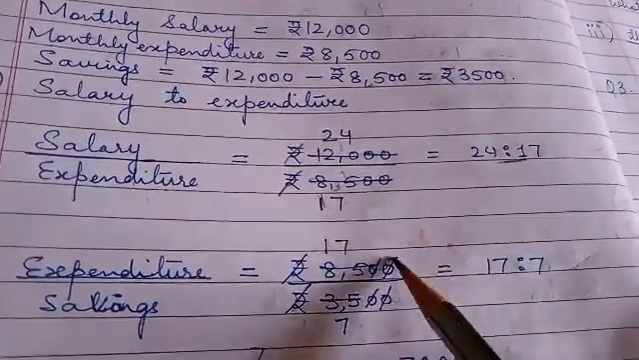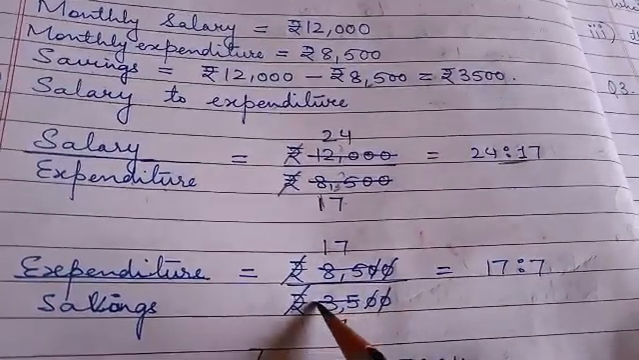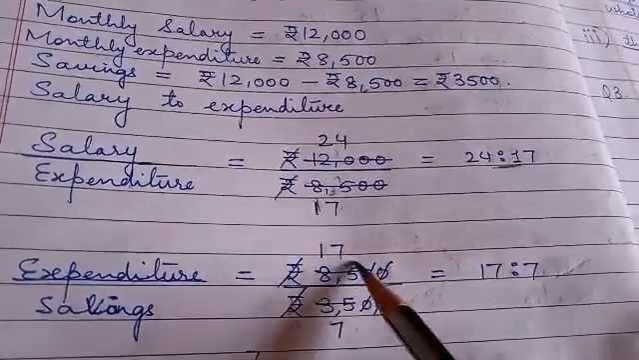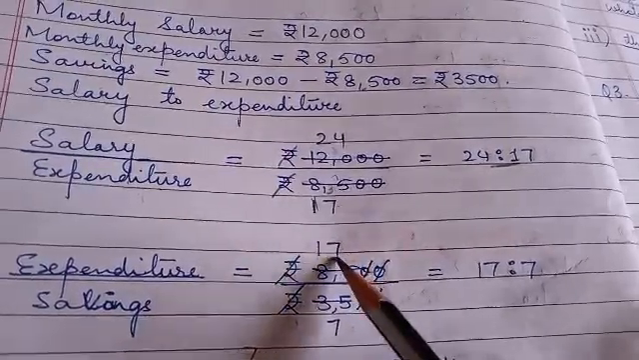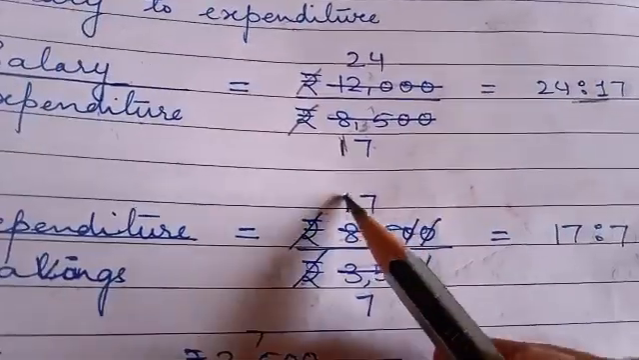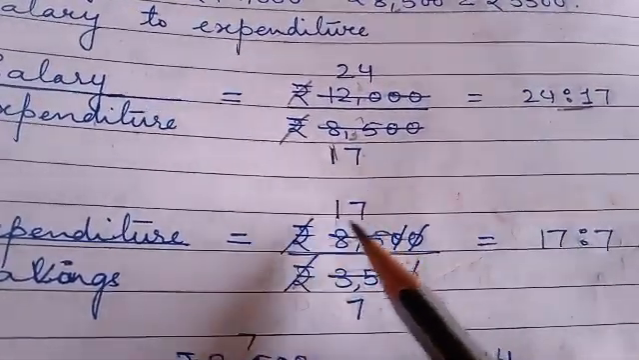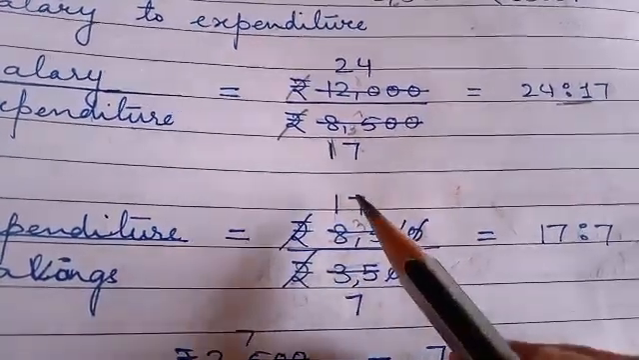Double zero with double zero here. Zero with this zero gets cancelled. Then 5 sevens are 35. 5 ones are 5. 5 sevens are 35. See once again, 5 sevens are 35. 5 ones are 5, 3 remainder. 5 sevens are 35. So 17 is to 7.